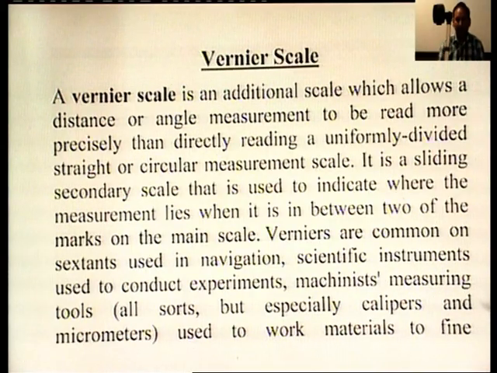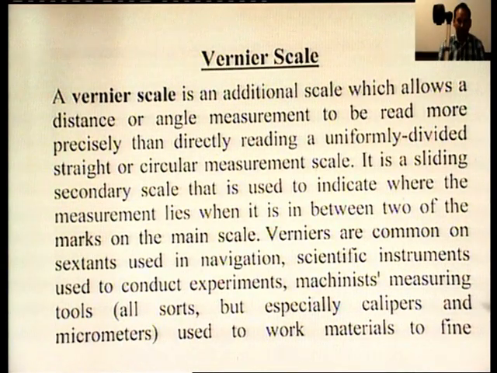Next is the vernier scale. A vernier scale is an additional scale which allows a distance or angle measurement to be read more precisely than directly reading a uniformly divided straight or circular measurement scale. It is a sliding secondary scale that is used to indicate where the measurement lies when it is in between two of the marks on the main scale.